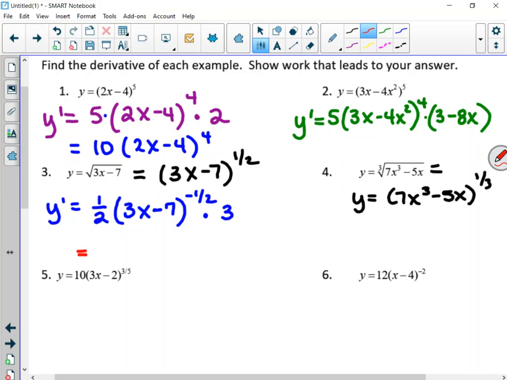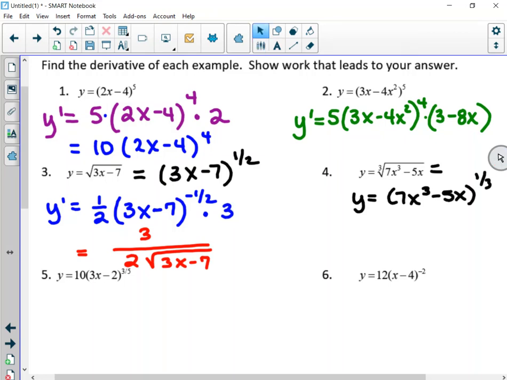If we wanted to write this with positive powers, though, this would be using a little of our Algebra 2 / pre-calc. I would have a big fraction. The 3 would be in the numerator, because the 3 is a 3 over 1. So the 3 would be the numerator element, the 2 would be in the denominator, and the 3x minus 7 to the negative 1/2 would mean I would have a root of that also in the denominator.